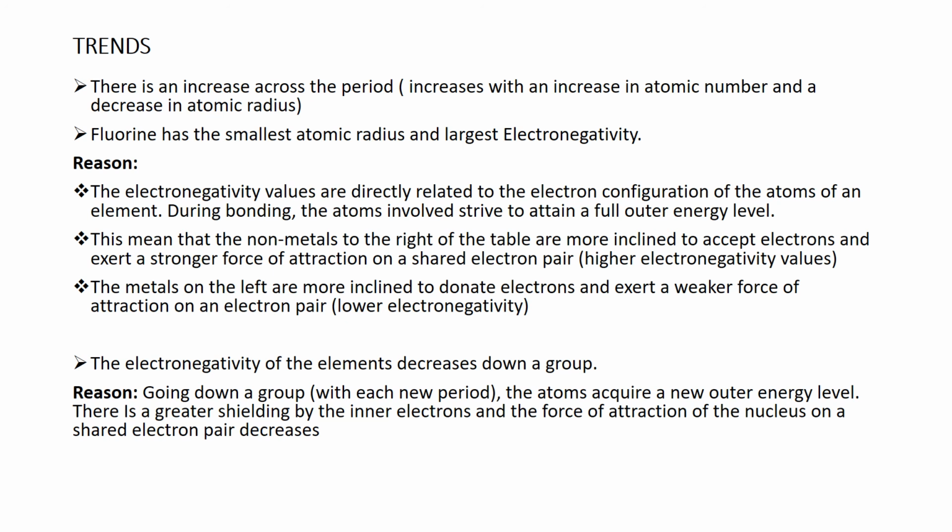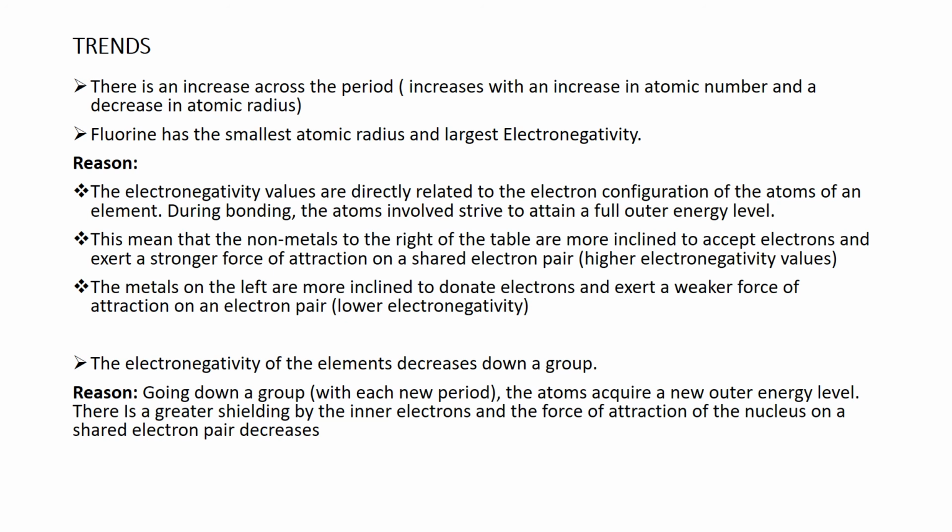This means that the nonmetals to the right of the table are more inclined to accept electrons, like I said, like your oxygen, like your nitrogen and chlorine, and exert a stronger force of attraction on a shared electron pair. The metals on the left are more inclined to donate electrons, like your sodium, and exert a weaker force of attraction on an electron pair, so they have a lower electronegativity.